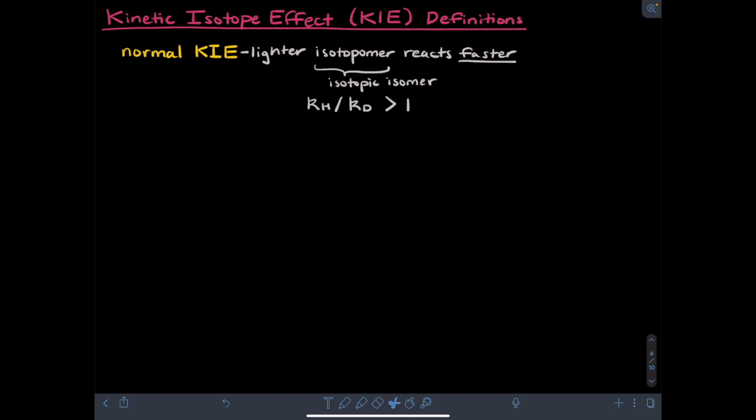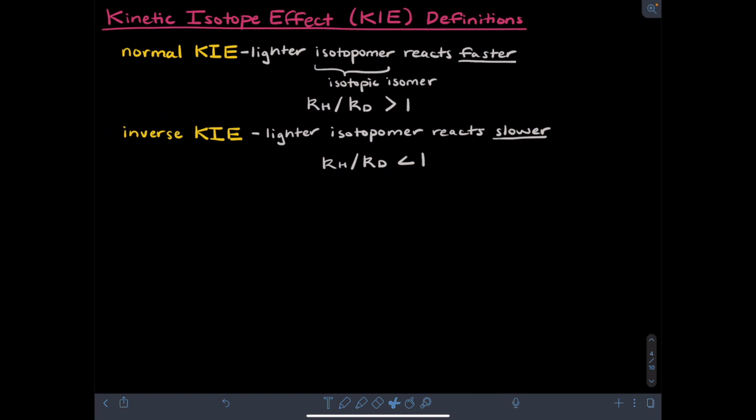Some definitions to keep in mind for kinetic isotope effects are that we'll call an isotope effect normal if the lighter isotopic isomer reacts faster. I'll also use the term isotopomer to describe the isomer where the isotope is changing. So for a normal kinetic isotope effect, your rate constant with hydrogen would be larger than the one with deuterium, making the kinetic isotope effect greater than 1. We'll call a kinetic isotope effect inverse if the lighter isotopomer reacts slower than the heavier isotopomer. This would be the case if your rate constant with hydrogen is smaller than the rate constant with deuterium, making that ratio of rates, your kinetic isotope effect, less than 1.